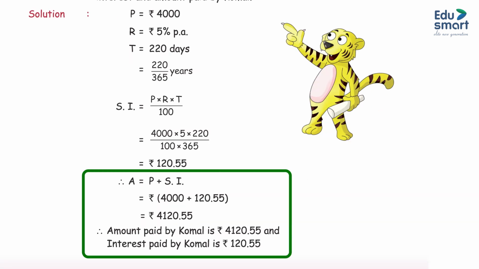A is equals to P plus SI. Rupees 4,000 plus 120.55 is equals to rupees 4,120.55. Amount paid by Komal is rupees 4,120.55 and interest paid by Komal is rupees 120.55.